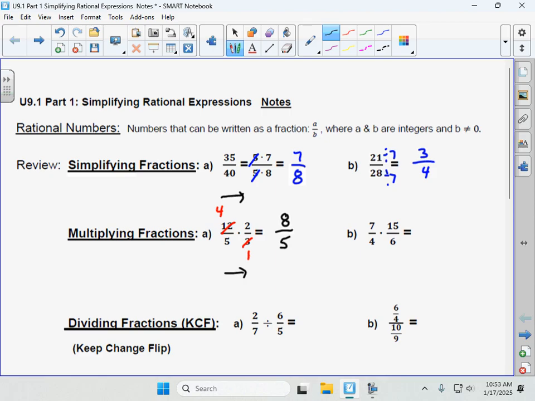Doing question B, again, if we look top and bottom, 7 over 4, nothing goes into both of those. 15 over 6, now we could simplify 15 over 6 first, and that's just dividing by 3 because 3 goes into both of them. So 15 divided by 3 is 5, and 6 divided by 3 is 2. Then if we multiply straight across, 7 times 5 is 35, and 4 times 2 is 8. Again, nothing goes into 35 and 8, so it's simplified all the way.